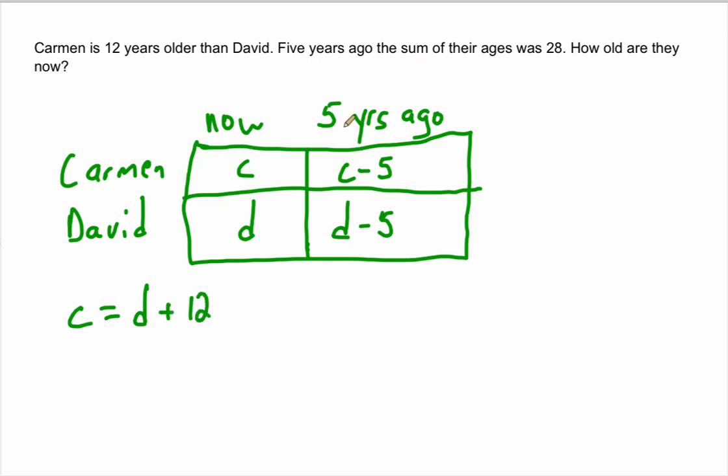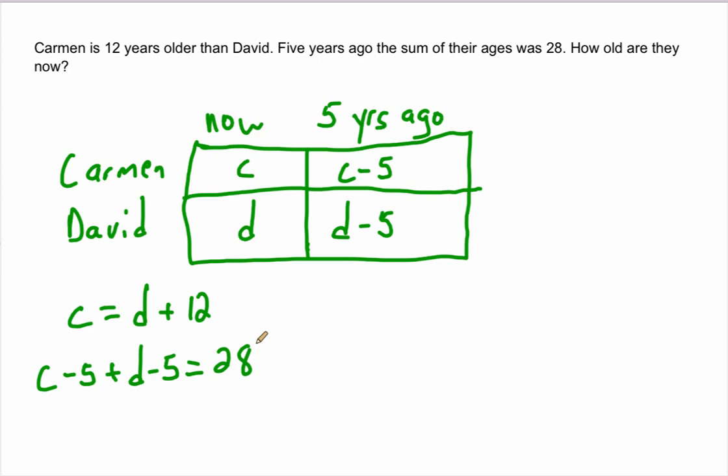Second sentence, 5 years ago. So now we're in this column. Forget about C and D. That's not what we're dealing with right now. 5 years ago, the sum of their ages. Well, that's different. So we're going to add their ages. So we have to add those. C minus 5 plus D minus 5. The sum of their ages was, that's the past tense of is, so that's our equal sign, was 28.